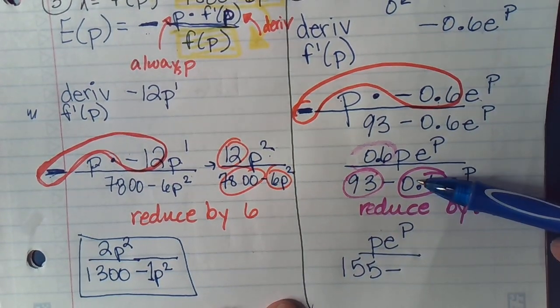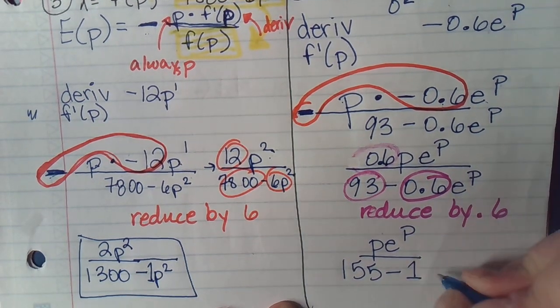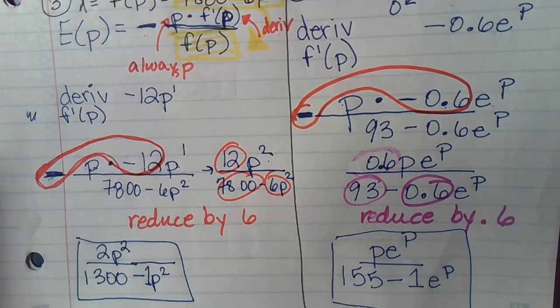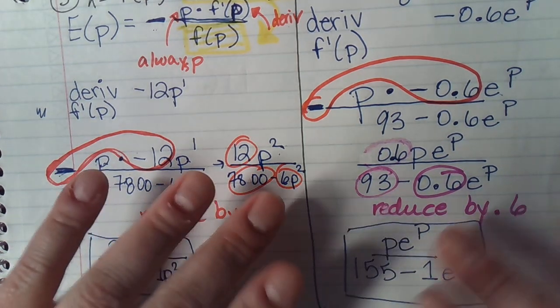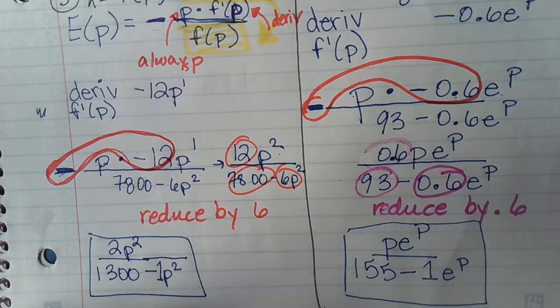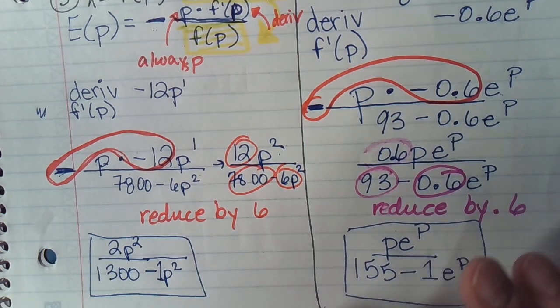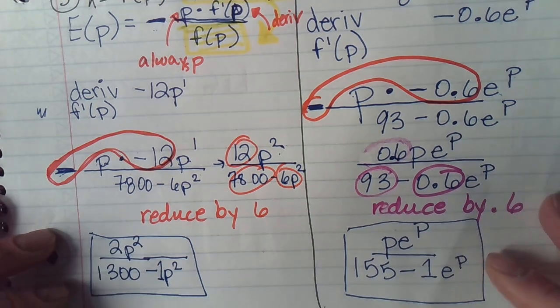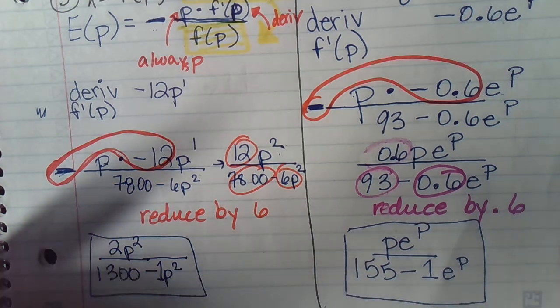Minus 0.6 divided by 0.6 is just 1, e to the p. Yay! Okay, on your test, if you're kind of close, then I'll give you a lot of partial credit. This is kind of awkward to type in, and if it looks pretty close, then I'll give you a lot of partial credit. So if you're not sure how to type it in, just try, and I'll give you partial credit.